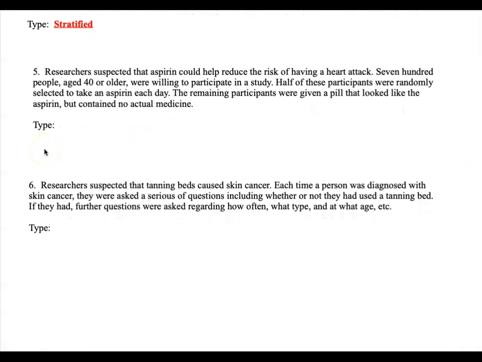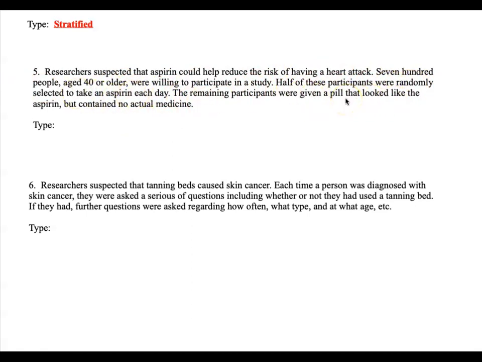5, researchers suspected that aspirin would help reduce the risk of having a heart attack. 700 people aged 40 or older were willing to participate in a study. Half of these participants were randomly selected to take an aspirin each day. The remaining participants were given a pill that looked like aspirin but contained no actual medicine. All right, so the key thing on this one is not so much how they selected the people, but what they're doing with them. Half were given an aspirin, half were not.